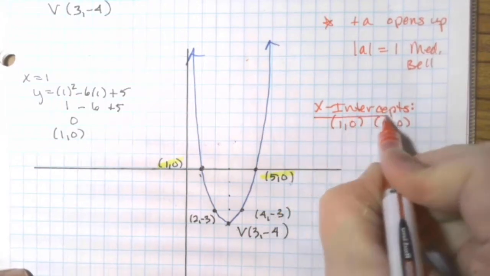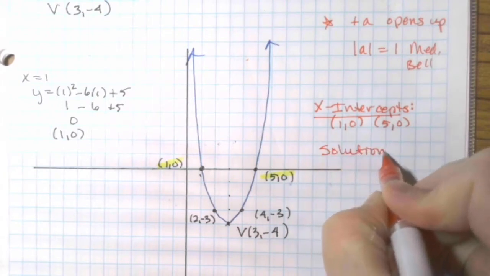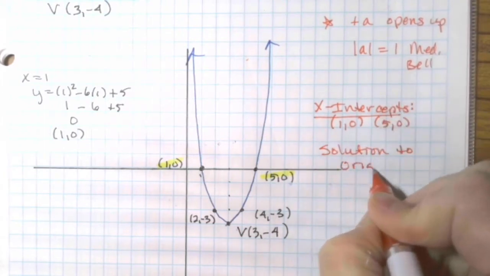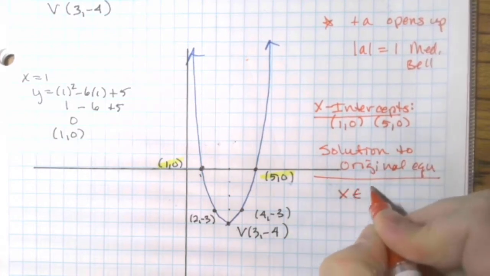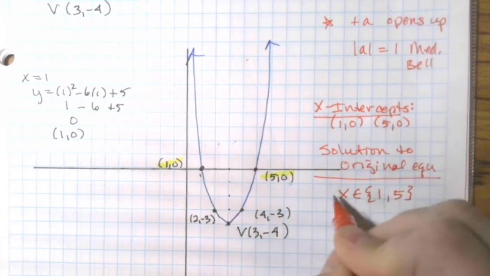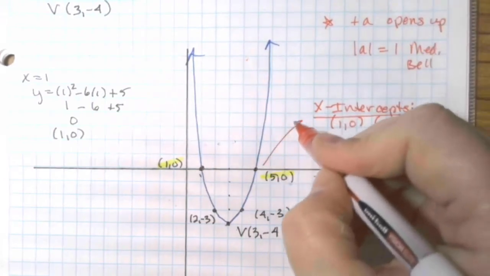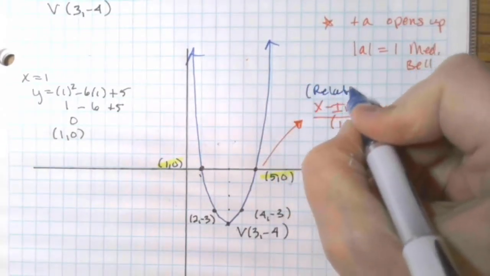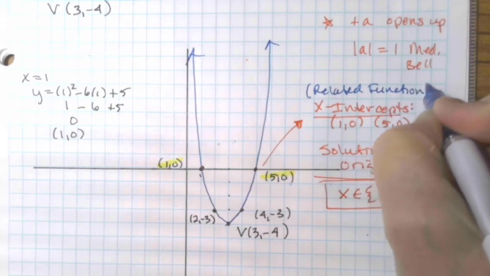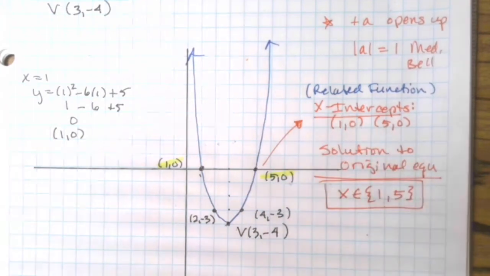Now the original graph was only in one dimension. So the solution to our original equation is x is positive 1 and 5. So again, the x-intercepts come off of the graph. This is, by the way, the related function, the one that is two-dimensional. We use it temporarily to get the intercepts, and then we take the y back out again, so x has to be 1 and 5.